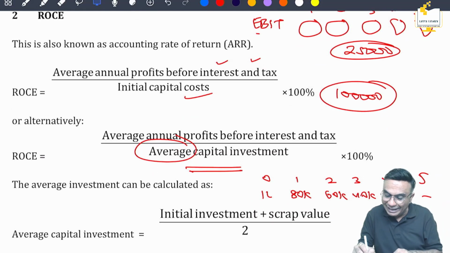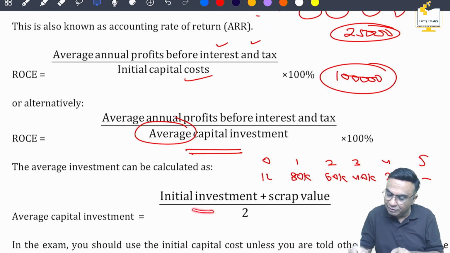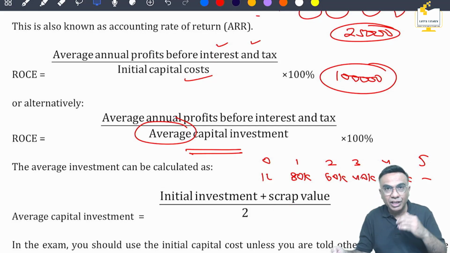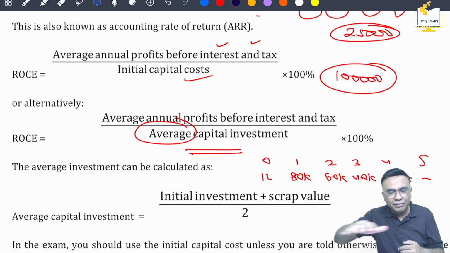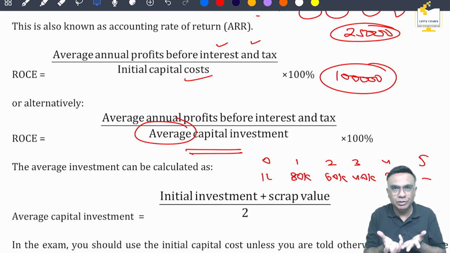So we can directly write average capital investment like this: initial investment plus scrap value, divided by 2. What is initial investment? Say 1 lakh. What is scrap value? I have taken 0. Divided by 2, 50,000. So investment in the 5 years is also not the same. Right? This is also one of the approaches.